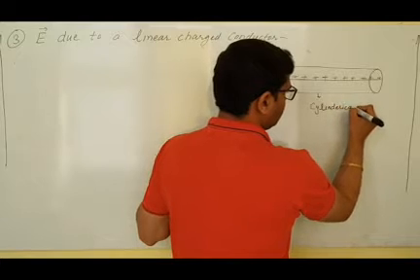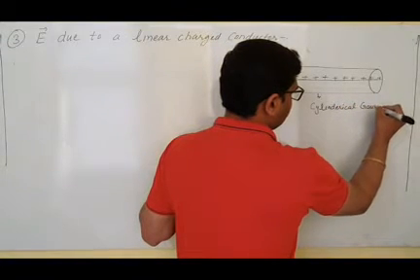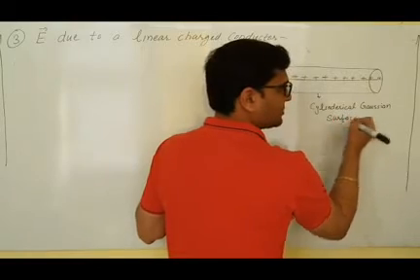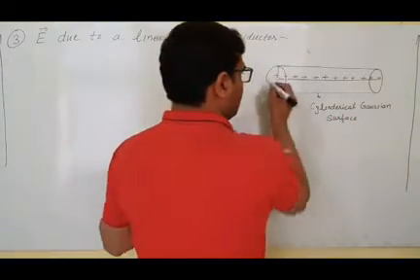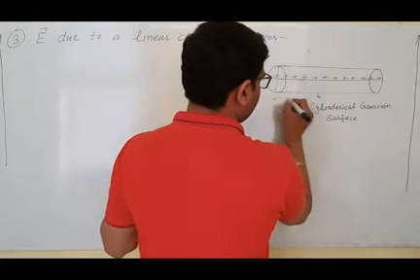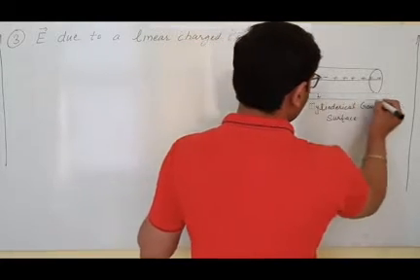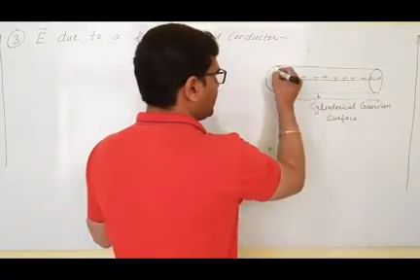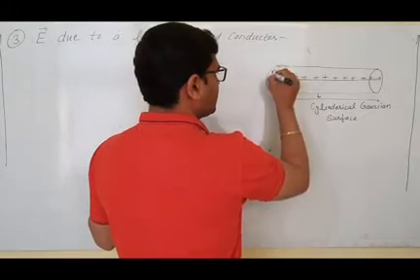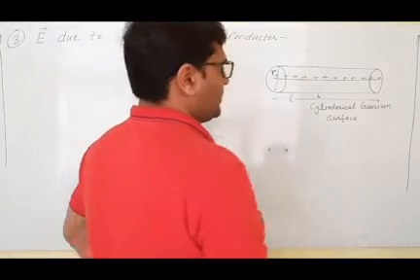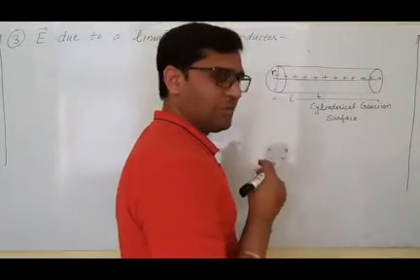Cylindrical Gaussian surface. Okay, if the length of the conductor is L and if R is the radius of the Gaussian surface, cylindrical Gaussian surface, then we have to choose 3 points at least.